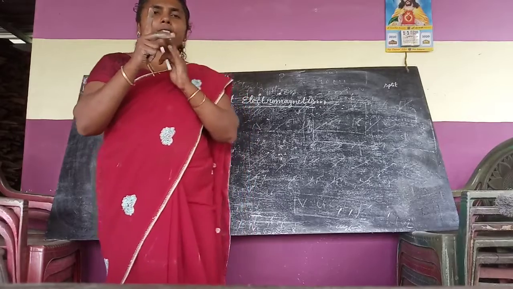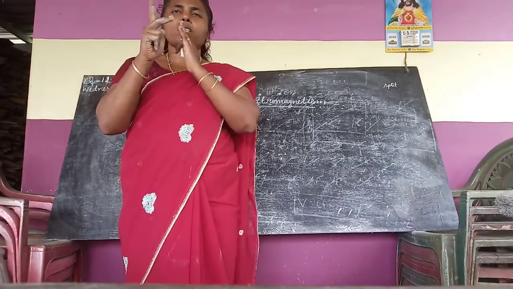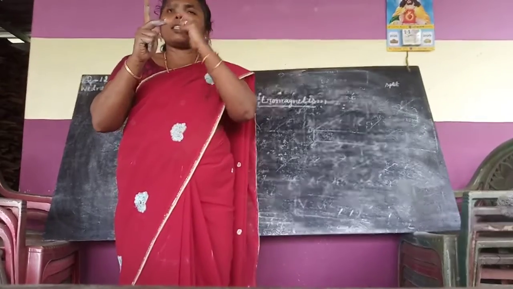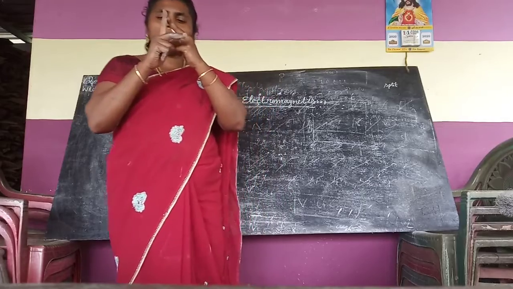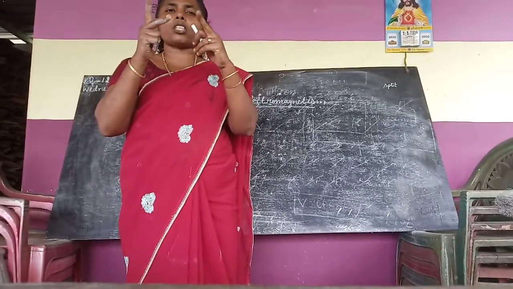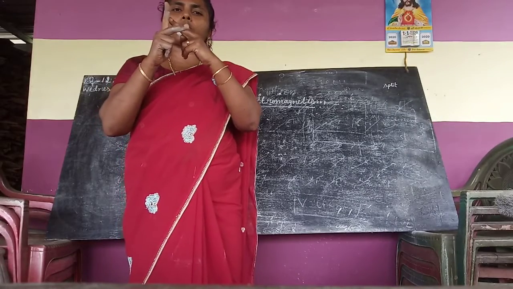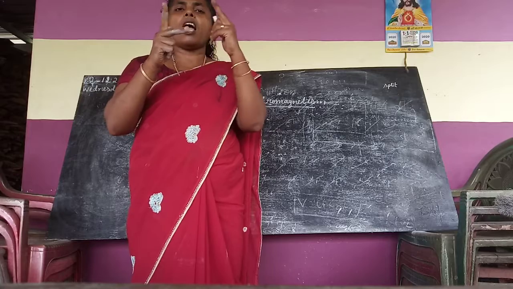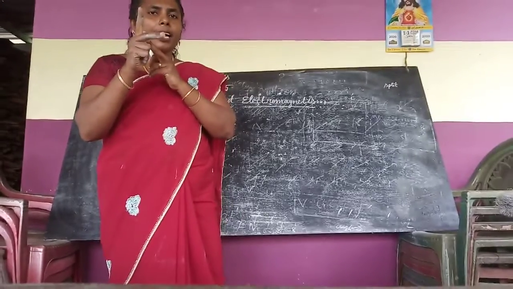Last class we learned Fleming's right hand rule, and I think all the students know this one. Once again, stretch three fingers: middle finger, forefinger and thumb. The middle finger shows the direction of induced current, the forefinger shows the direction of the magnetic field, and the thumb shows the direction of motion of the conductor.